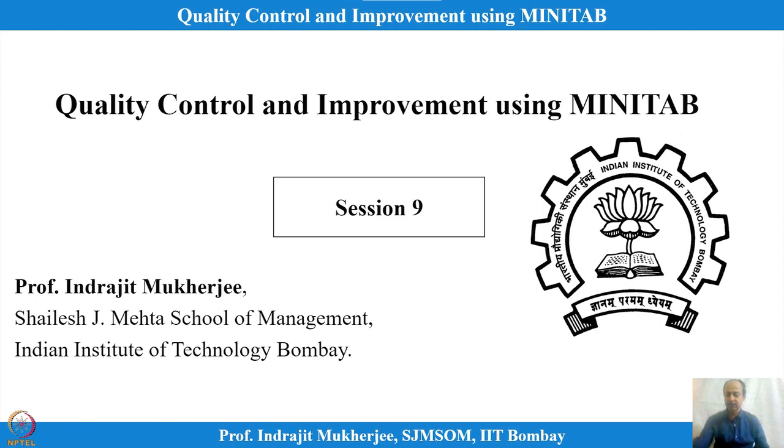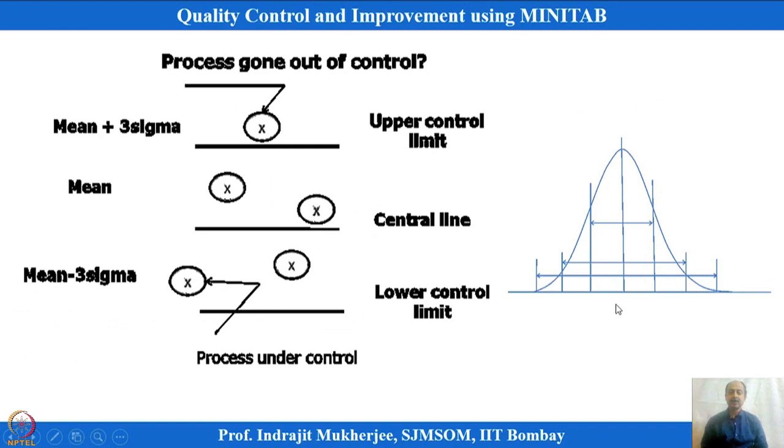Mehta School of Management. So, last time we were discussing control charts, which are used to differentiate between normal and abnormal scenarios with respect to time. We will start from there. If it is a normal distribution, then 99.73% of the observations are expected to fall within plus or minus 3 standard deviations.